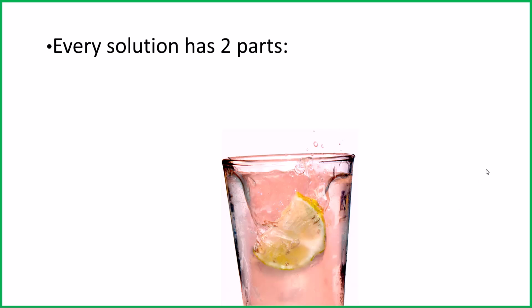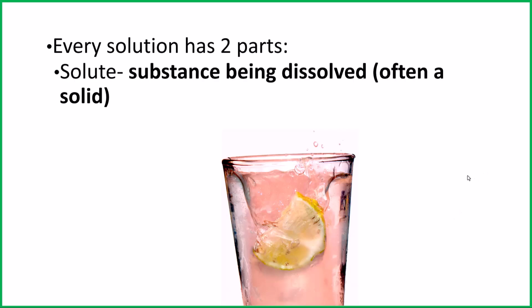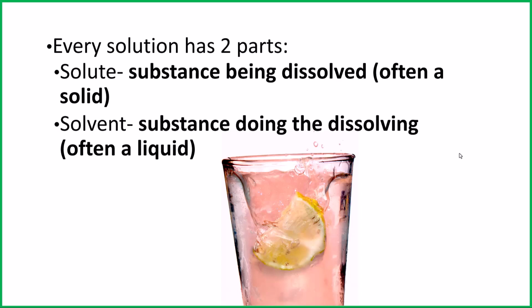Every solution has two parts: a solute, which is the substance that's being dissolved, which we often recognize as a solid, but it doesn't have to be a solid. Sometimes there are liquid solutes or gas solutes. But in our powdered lemonade example, we did have a solid solute. And then the solvent is the substance that's doing the dissolving, which is often a liquid. In our example here, the water is the solvent and the powdered lemonade is the solute.